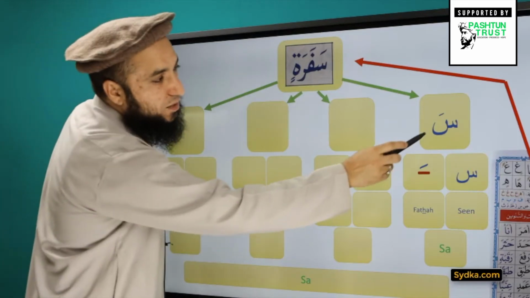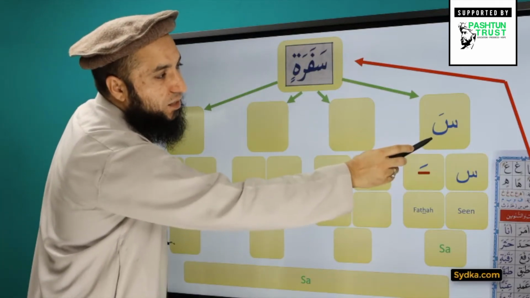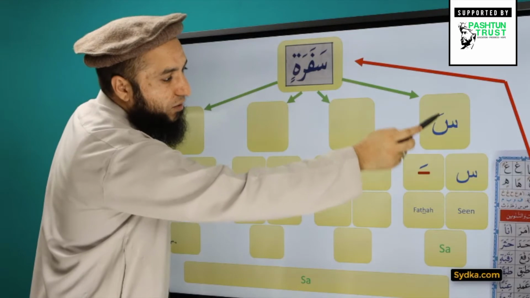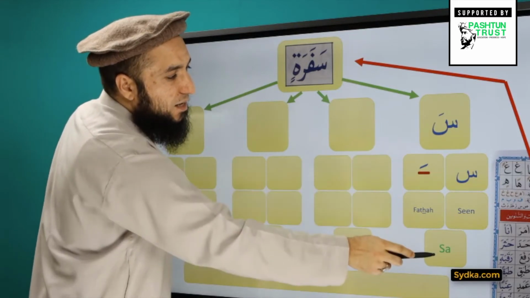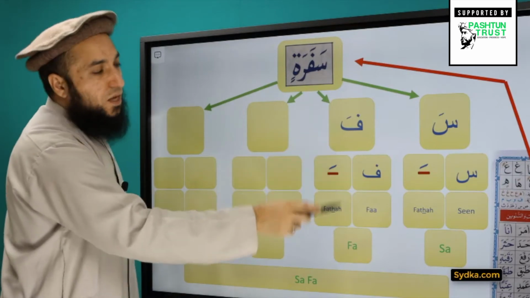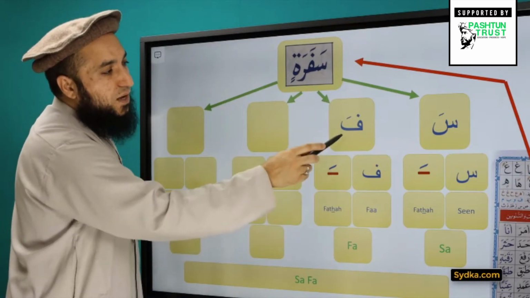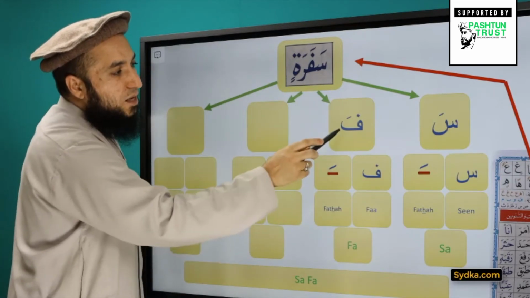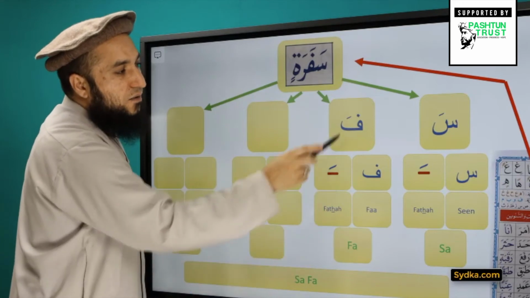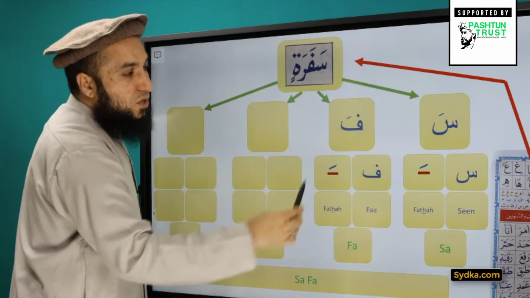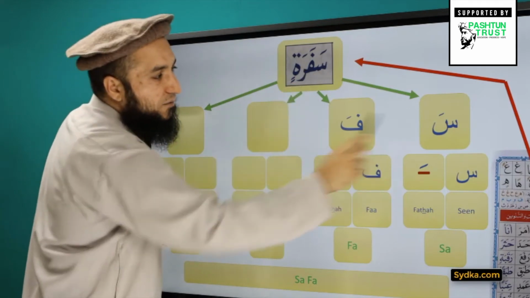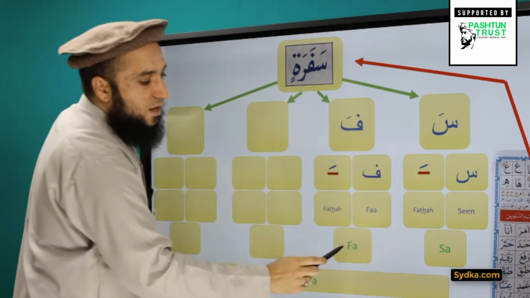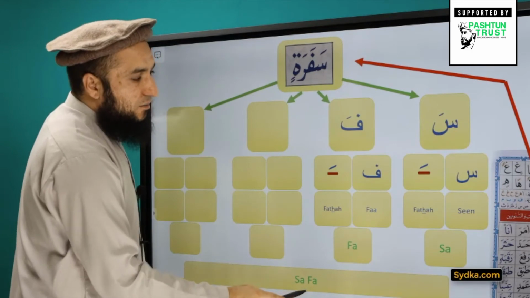The next word we have is safaratin, and it has 4 syllables. The first syllable is sin fatha sa. Sin is not silent, and we have fatha. The next syllable we have is fa fatha fa. Fa is not silent, and we have fatha. Now we combine these 2 syllables. We have safa, safa.